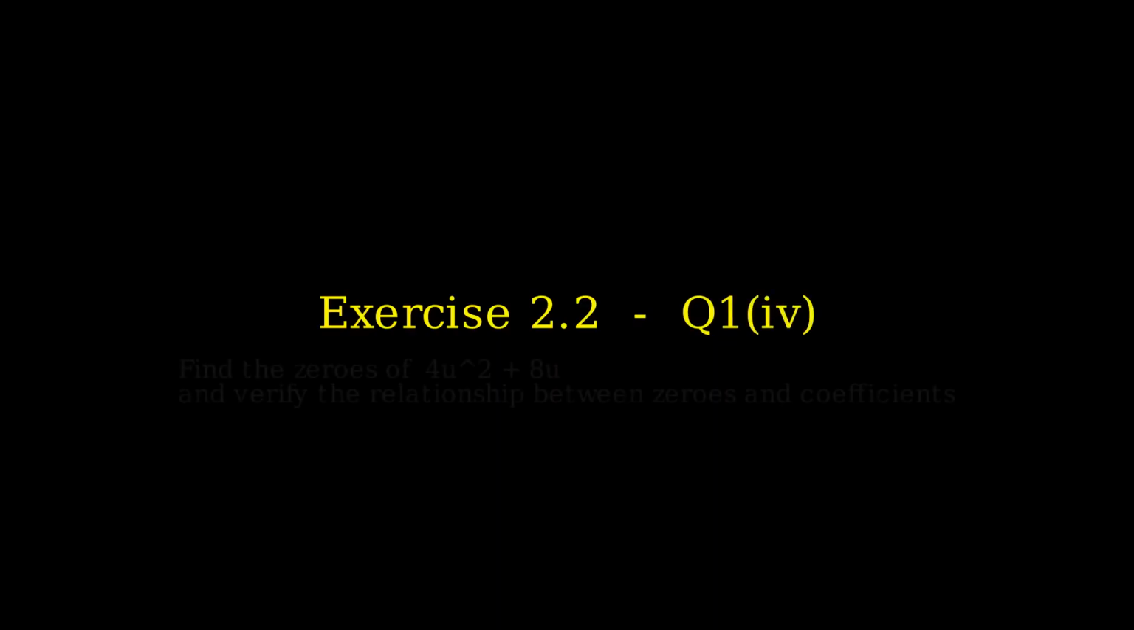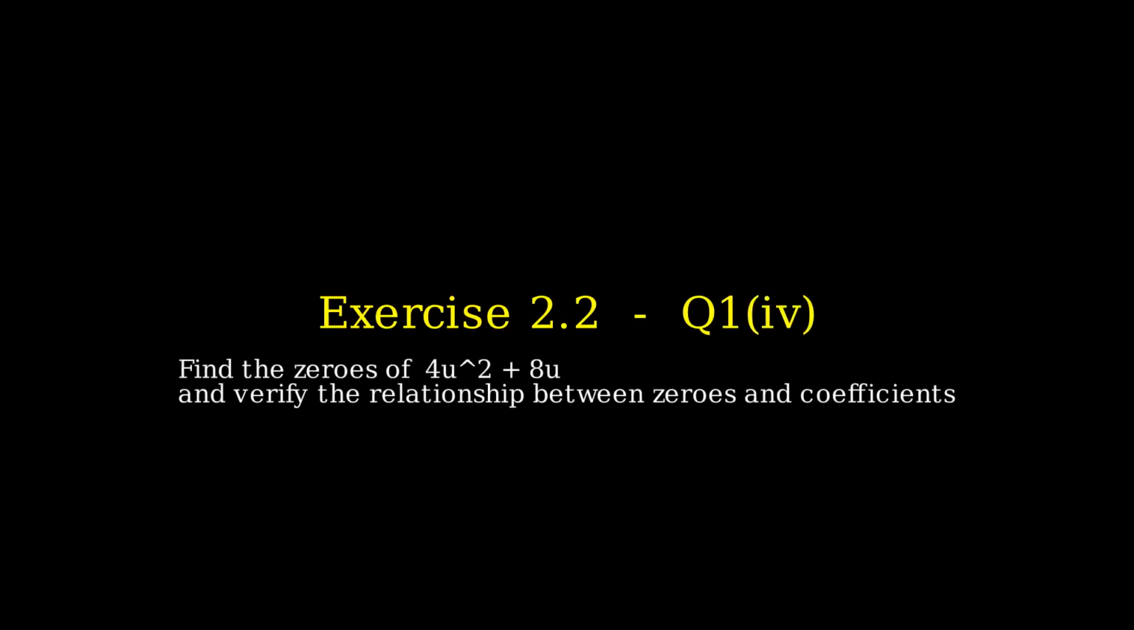Exercise 2.2, Question 1, Part 4. Find the zeros of 4u squared plus 8u, and verify the relationship between the zeros and the coefficients. Step 1. Identify the coefficients.